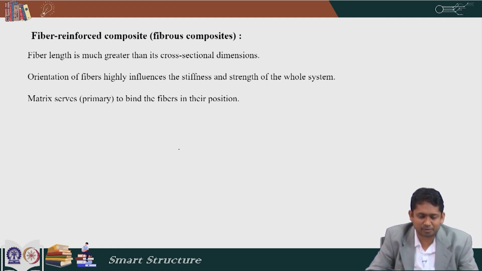These particles can be spherical, cubic, tetragonal or different kinds of shape. Now comes fiber reinforced composites. As the name suggests, we have fibers that are placed in a matrix. Here the fiber length is much greater than the cross sectional dimension. So, they are long fibers.